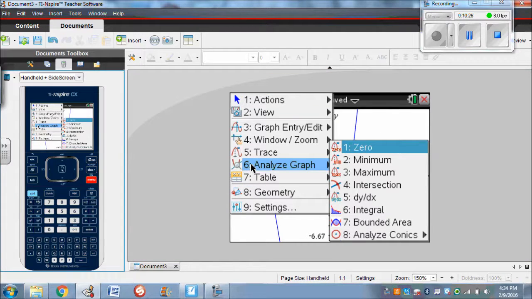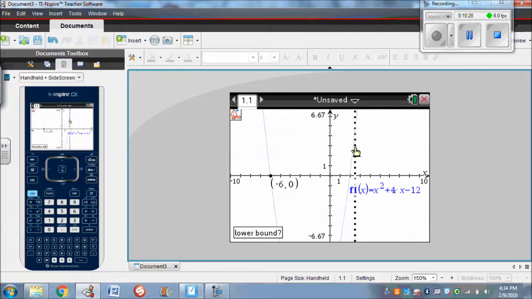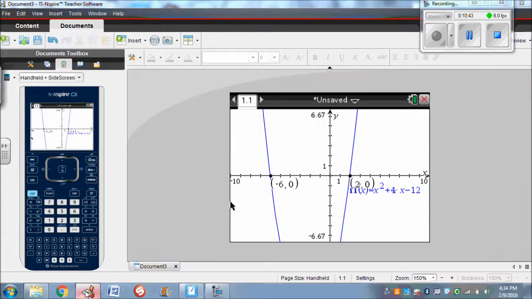So Menu, Analyze. What are we looking for? We're looking for a 0. Lower bound, be to the left side of the 0 you're looking for. Click it. Upper bound, slide it over to the right. Click it. Oh, look at that. 2, 0. Okay, so you can verify it with the table or using it right on the graph.